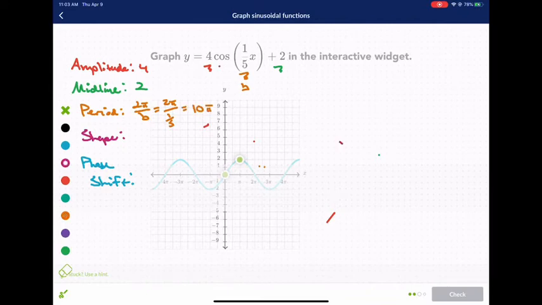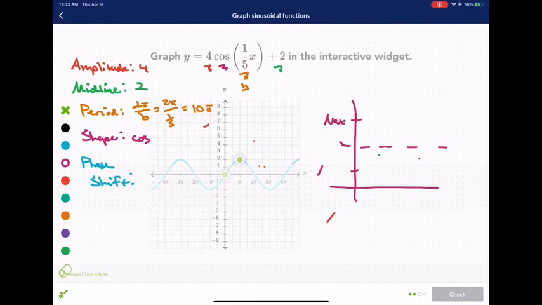The shape is a sine or cosine. This is a cosine shape. What does that look like? Let's draw it out real quick. We've got my midline, my max, and my min. It's going to bounce back and forth between them. And cosine starts at the maximum, goes down, comes back up. That's what one period of cosine will look like, and it repeats over and over and over again.